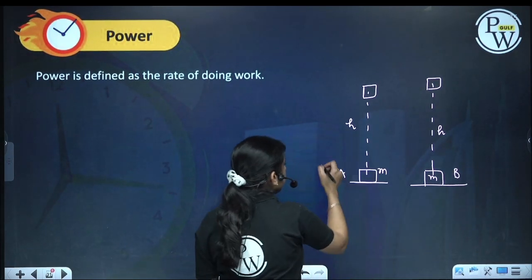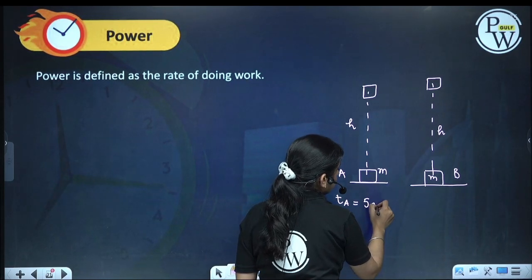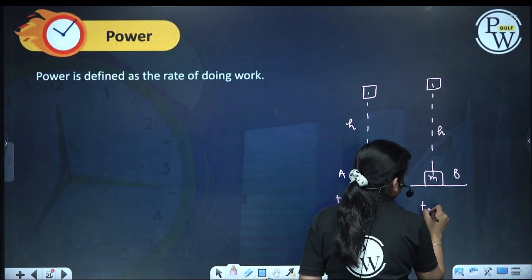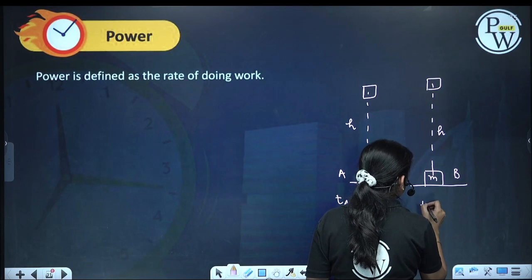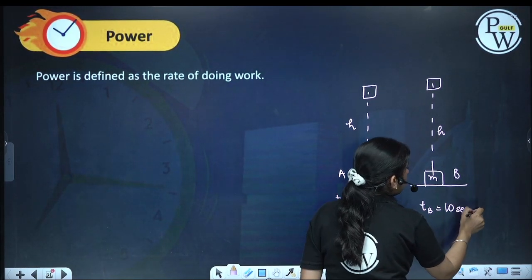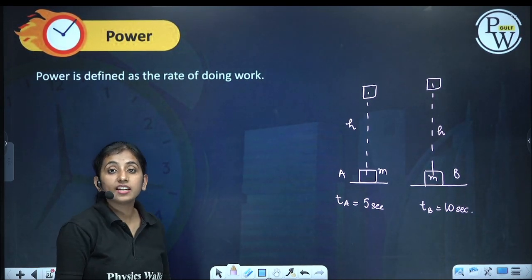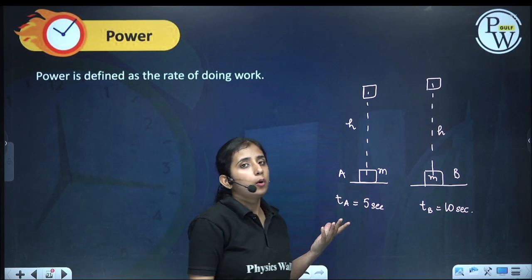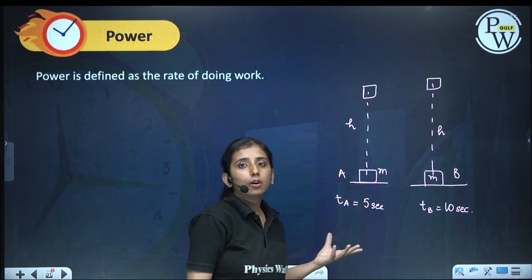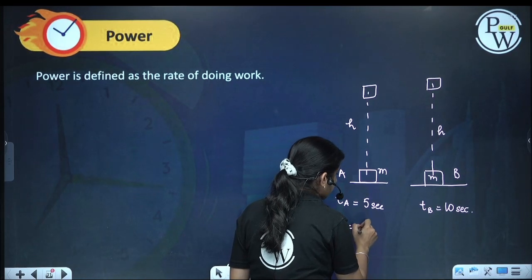The time taken by A is 5 seconds. Time taken by B is 10 seconds. Both are doing the same work, mgh. Work done by A will be mgh.